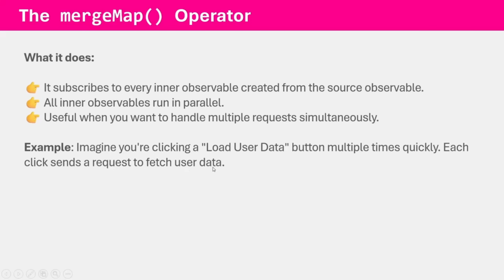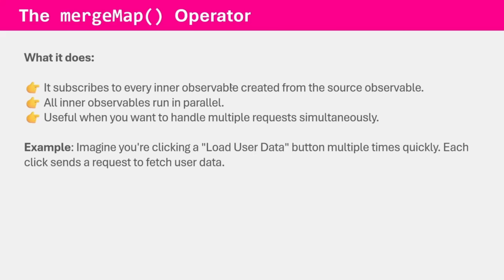So if the load user data button is clicked multiple times, each click sends a request to fetch user data. So let's say this load user data has been clicked 5 times. That means 5 requests will be sent to fetch the user data. And all these 5 requests will run concurrently. And we don't know which request will finish first. So whichever request will finish first, its data will be taken and displayed.